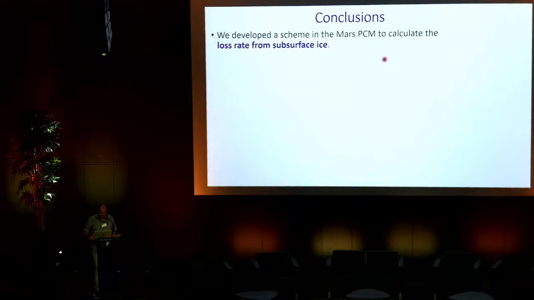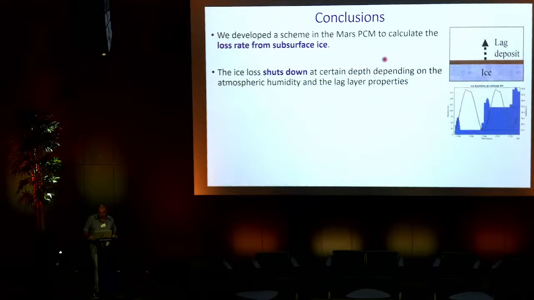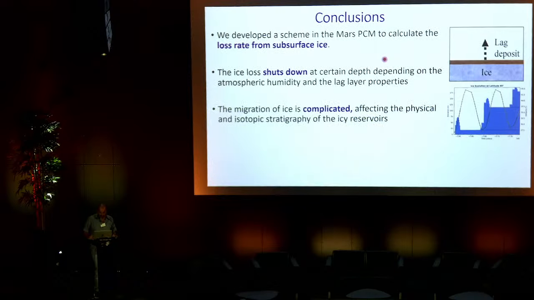So we developed a scheme in the Mars PCM to calculate the loss rate from subsurface ice. The ice loss shuts down completely at a certain depth. Of course, this is a function of the humidity and the lag layer properties. The migration of ice is complicated, and it's probably affecting both the physical and isotopic stratigraphy of the icy reservoirs. I didn't talk about isotopes today, but this is a subject close to my heart, and if anyone wants, I will be happy to discuss it.